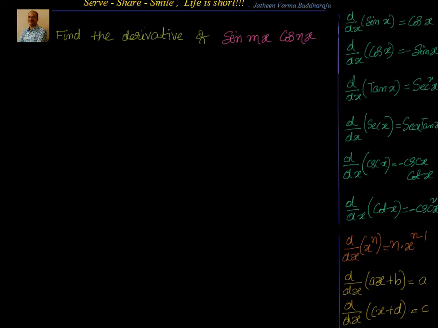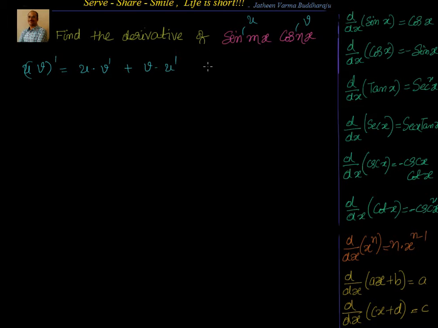Earlier we have seen the derivative of sine to the power of mx and cos to the power of nx. Now let us say it is not to the power of m but sine mx cos nx, what will be the derivative? Same logic we will apply. We are in the form of uv, where u is sine mx and v is cos nx. The derivative of uv equals u into derivative of v plus v into derivative of u.